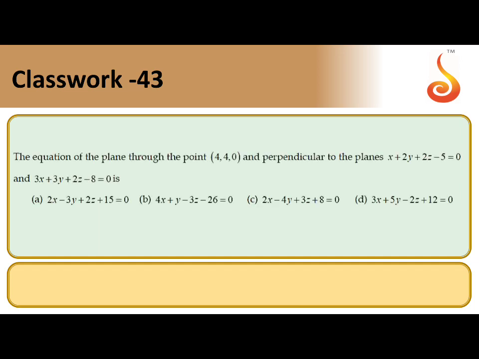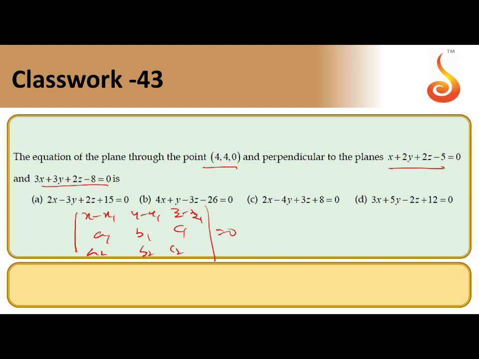Next, the equation of the plane passing through (4, 4, 0) and perpendicular to the given planes. So they have given a plane passing through a point and perpendicular to two given planes. In this case, the formula is x minus x1, y minus y1, z minus z1. For all plane equations, you can use this to determine it. It passes through some point, and perpendicular to two planes means a1, b1, c1, a2, b2, c2.